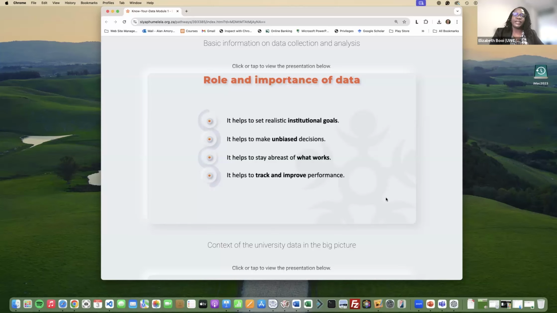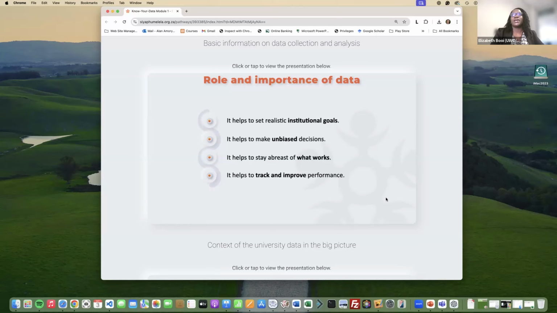Data is very important because it can help us to set realistic goals in terms of our institutional goals. All institutions nowadays go into strategic planning, and they come up with these strategic plans. In those strategic plans, we do have indicators that we need to track. If you don't use data to track your strategic priorities, then your institutions will not be in a competitive environment.